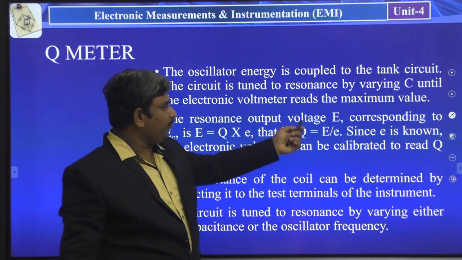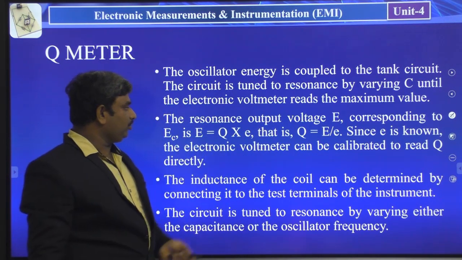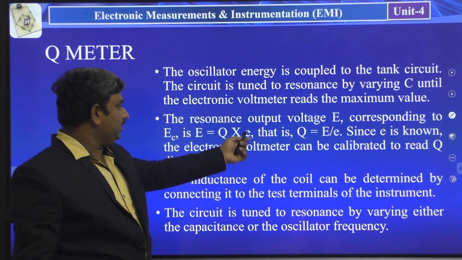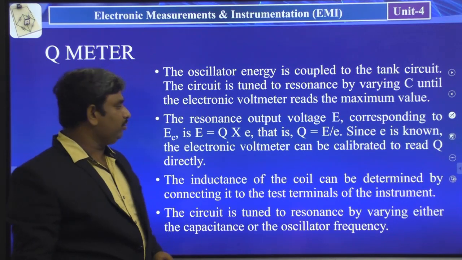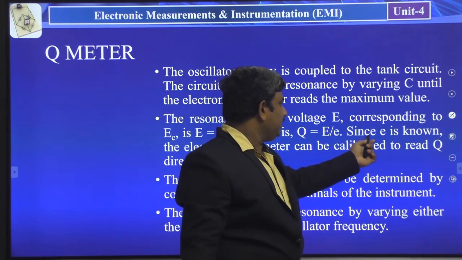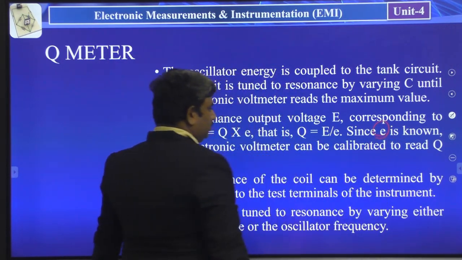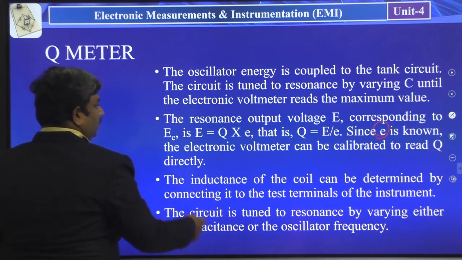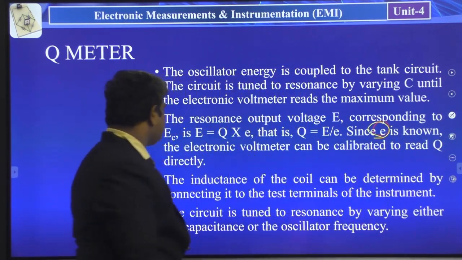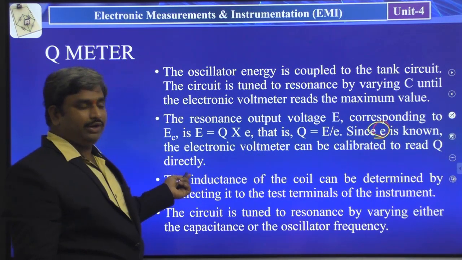The resonance output voltage EC is equal to Q into E, that is, Q is equal to EC by E. Since E is known, where E is the voltmeter source, that electronic voltmeter can be calibrated to read Q directly.